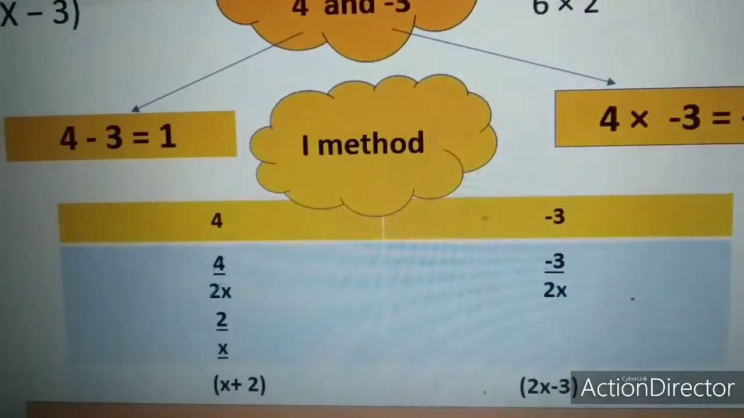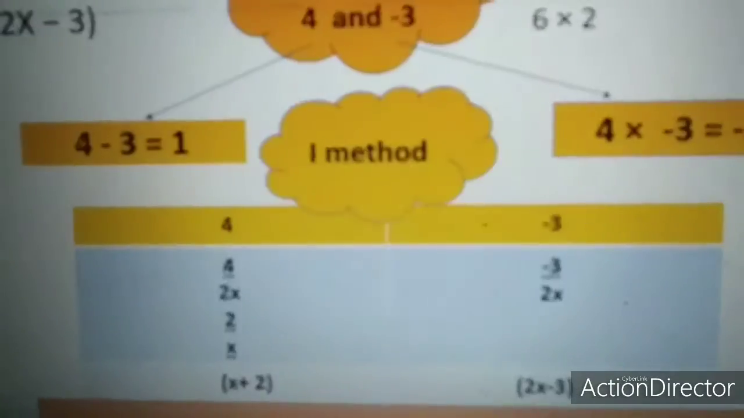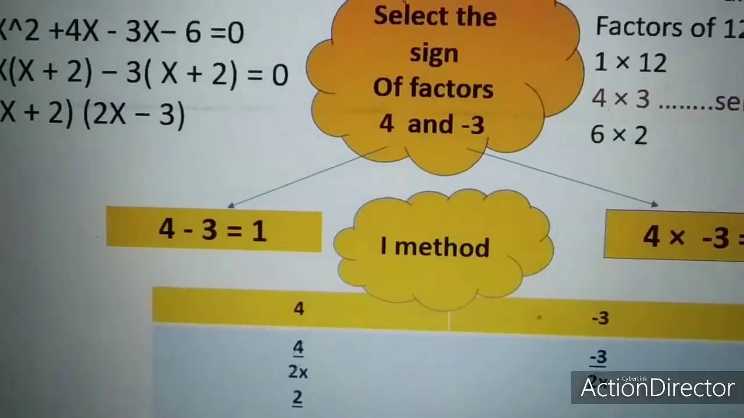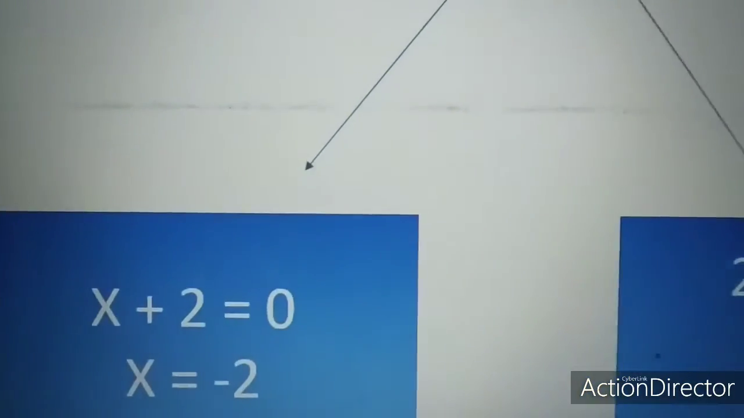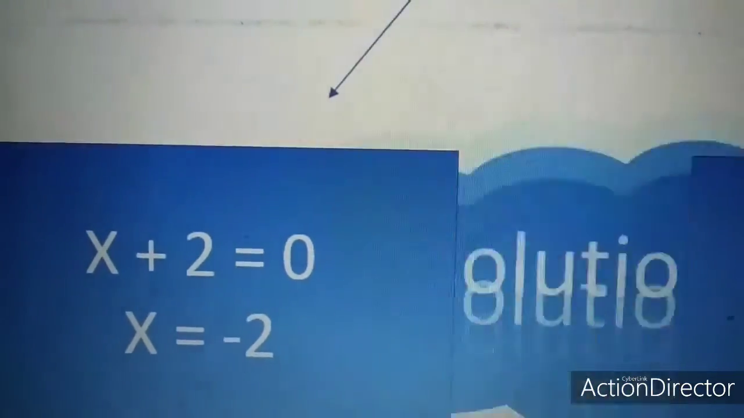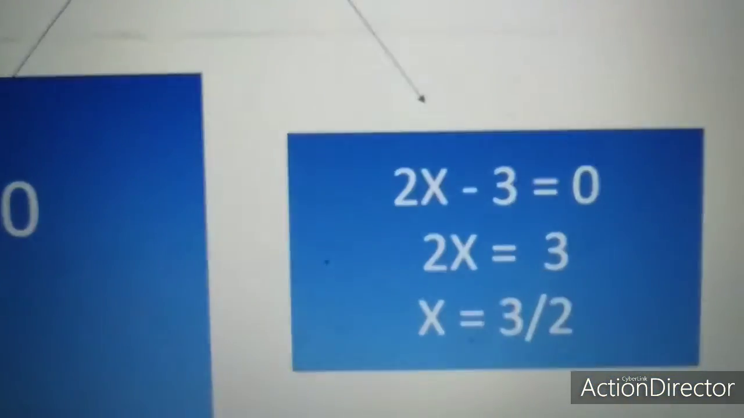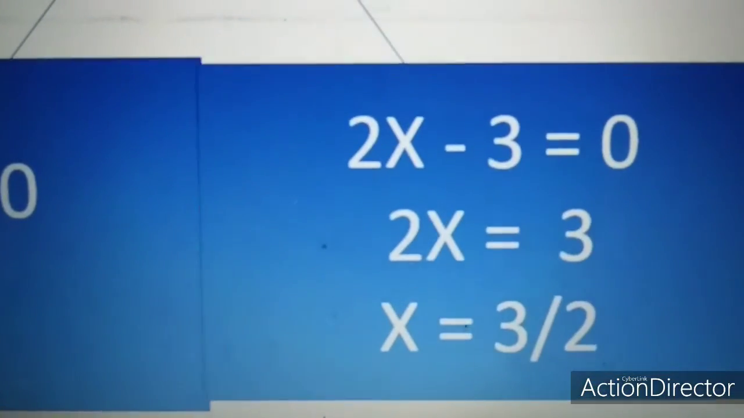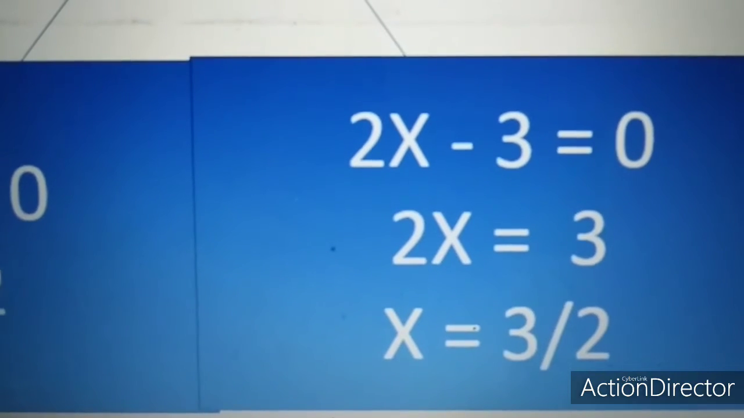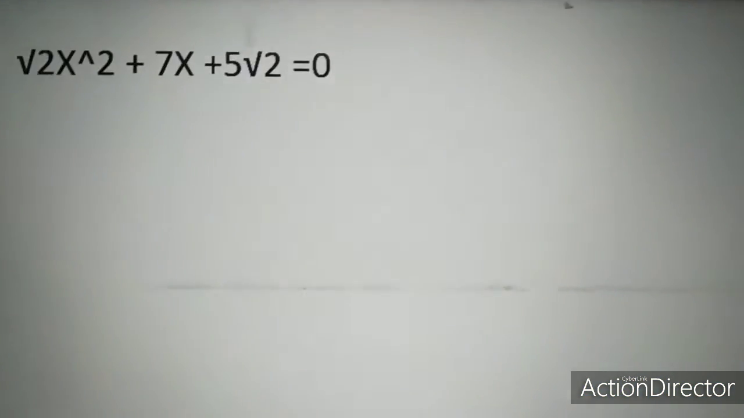Now let us find the solution by equating to 0. So while equating to 0, I am getting x plus 2 equal to 0. So x is equal to minus 2 and here 2x minus 3 is equal to 0 or x is equal to 3 upon 2. Now let us move on to the third sum.